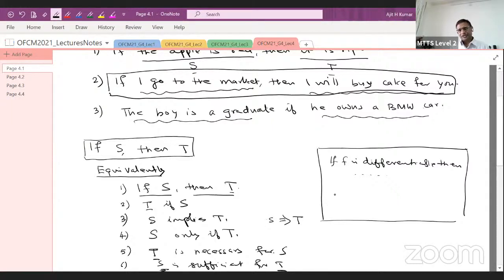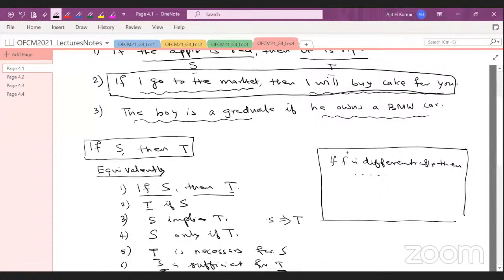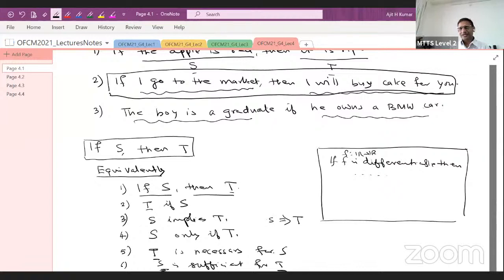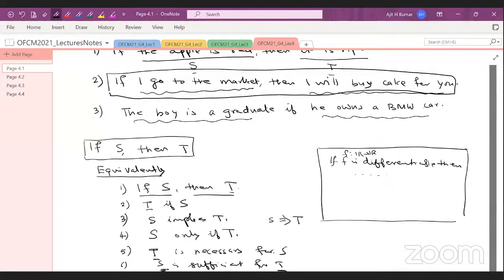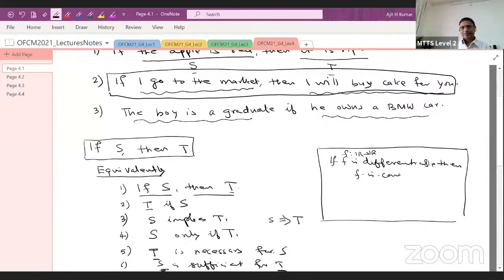If f is a differentiable function, I'm not telling you the domain and codomain. I did not ask you to say it orally. So you are saying that f is continuous. Now again, can a function not be continuous and differentiable? That cannot happen, right?